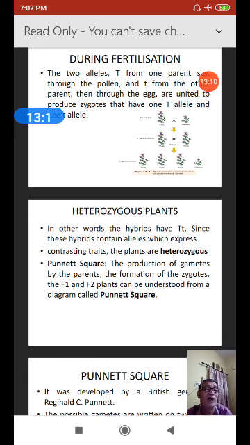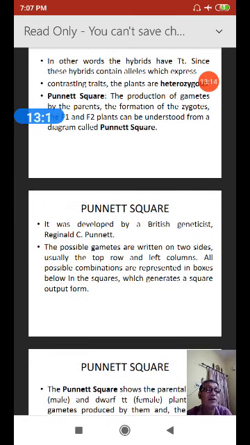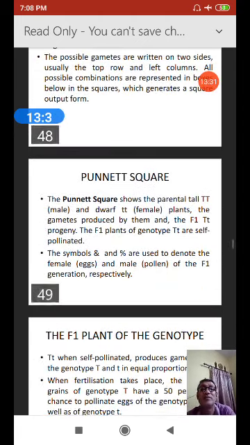Through the Punnett square. What is the Punnett square? It was developed by the British scientist R.C. Punnett, and the possible gametes are written on the two sides, usually the top row and left column. All possible combinations are represented in boxes below, which generate a square output. So let us discuss the Punnett square.